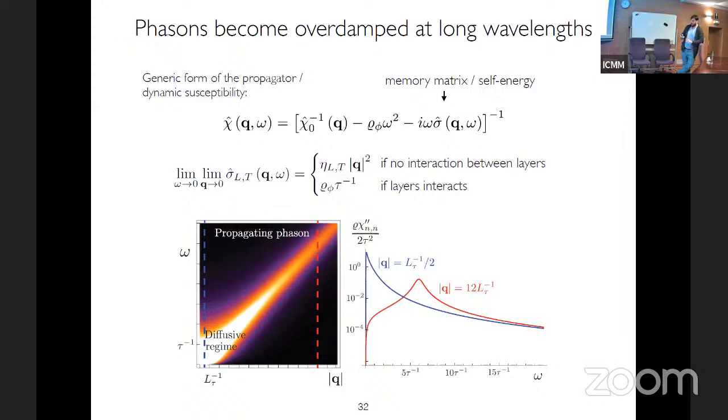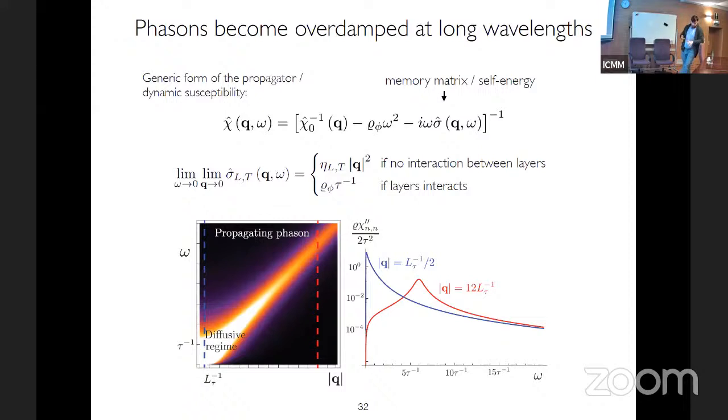So basically, I'm going to consider the dynamical susceptibility, or if you wish, the phason propagators here. This propagator is going to adopt this generic form. So this is the static susceptibility, that is the matrix that I diagonalized before. So this contains sound velocity, things like that.